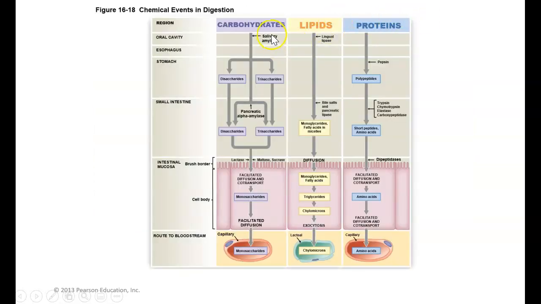Again, this is a really great chart to show where things are being broken down. So starting in the oral cavity, we have a little bit of fat digestion that's occurring, a little bit of carbohydrate digestion. In the stomach, we've got a little bit more carbohydrate digestion. Protein digestion begins. In the small intestines, all three are going to start to get broken down, and then we see how these are getting absorbed into the blood supply.